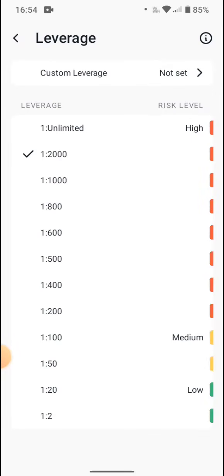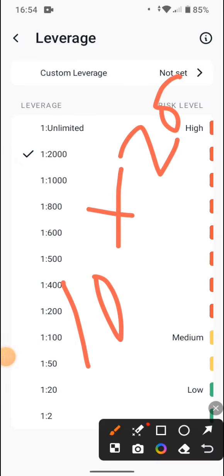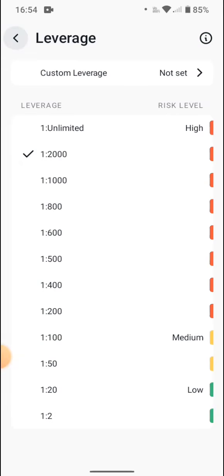You have leverage 1 is to 2, so whatever your money is, times 2. If you select 1 is to 500, it's going to be your money times 500. If you select 1 is to 2000, let's say for example you have $10, you multiply times 2000, that is going to be your buying power. If you select 1 is to 1000, it's the money that you have times 1000. So this is where you come in and do your setup.